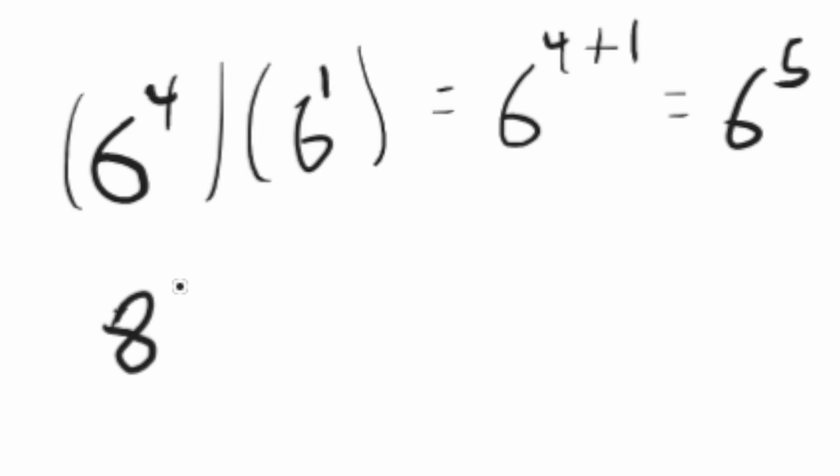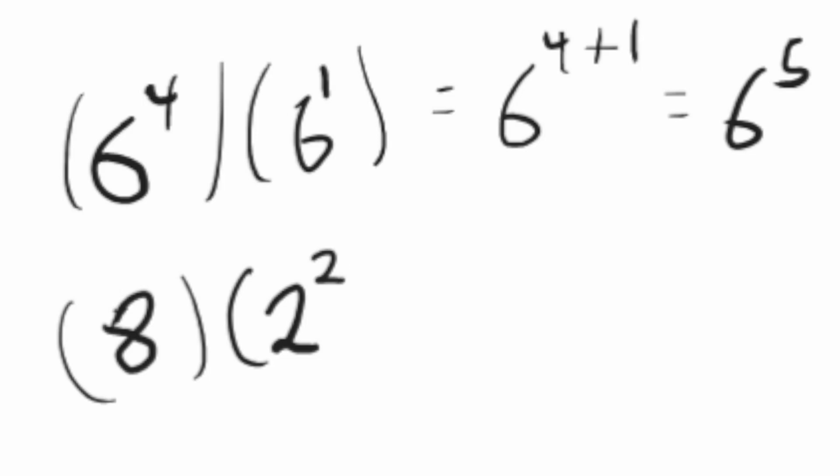8 times 2 exponent 2. How do you do this? Do you do 2 exponent 1 plus 2 or no? Because the bases have to be the same. So what you have to do is make the bases the same.